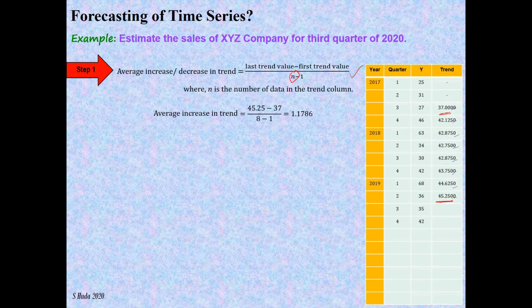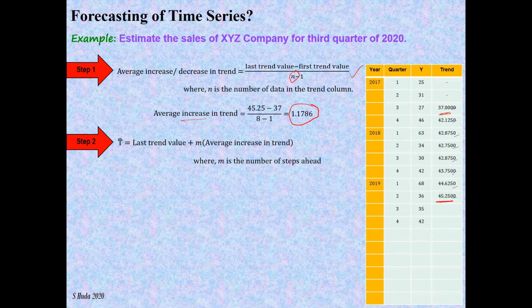1.1786. Why is this an increase? Increase because this is a positive value. Let's say you got a negative value, then that one is an average decrease in trend. Proceed to the second step. You need to find the estimated trend value denoted by T hat.